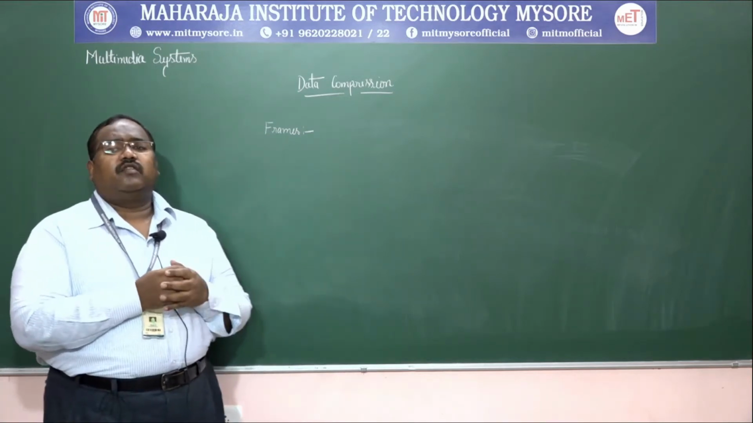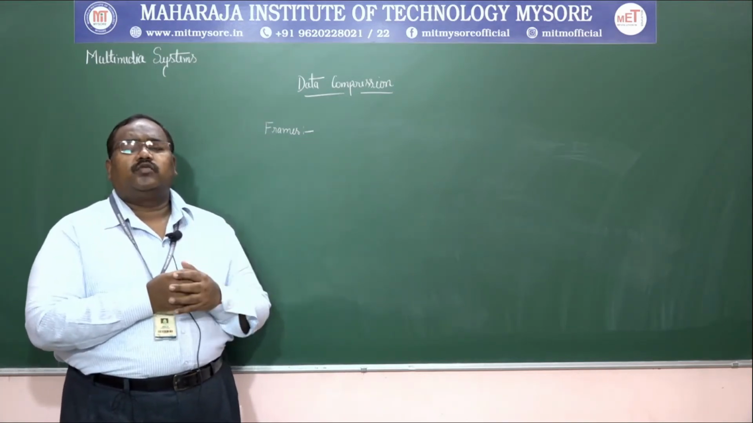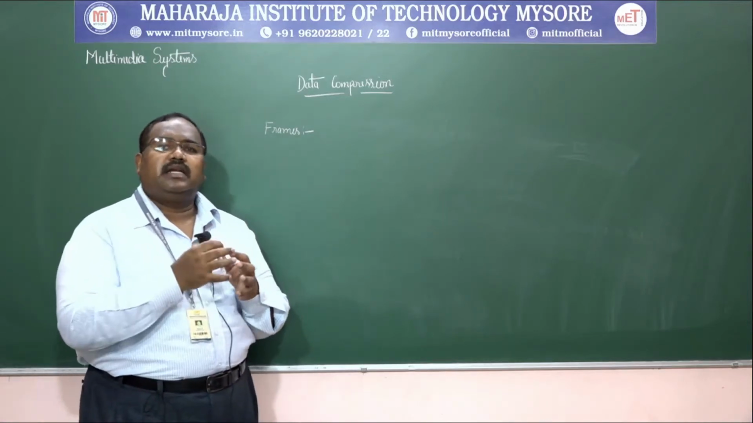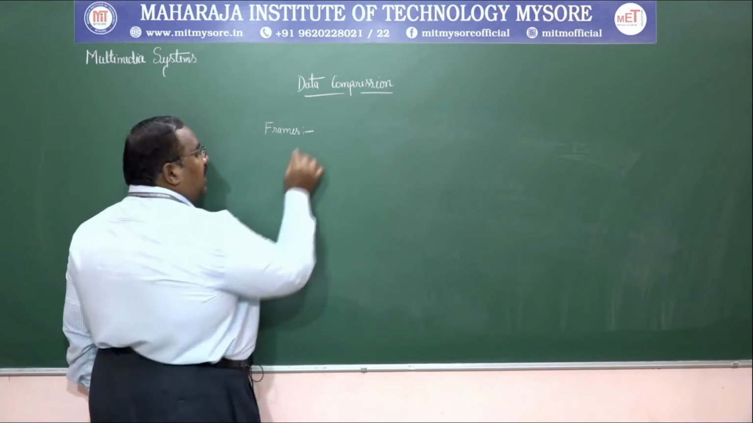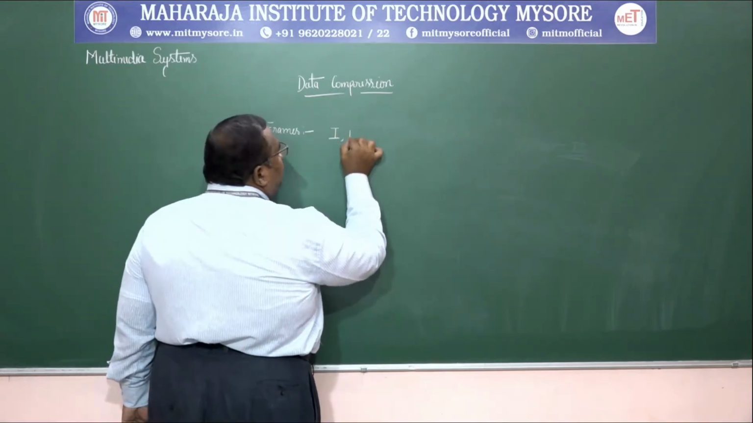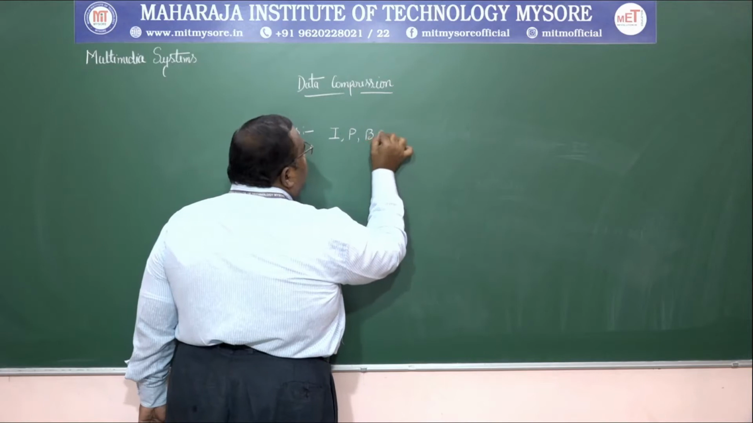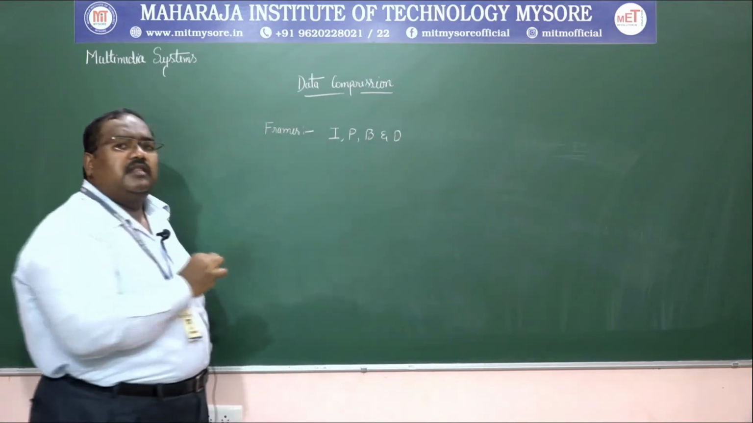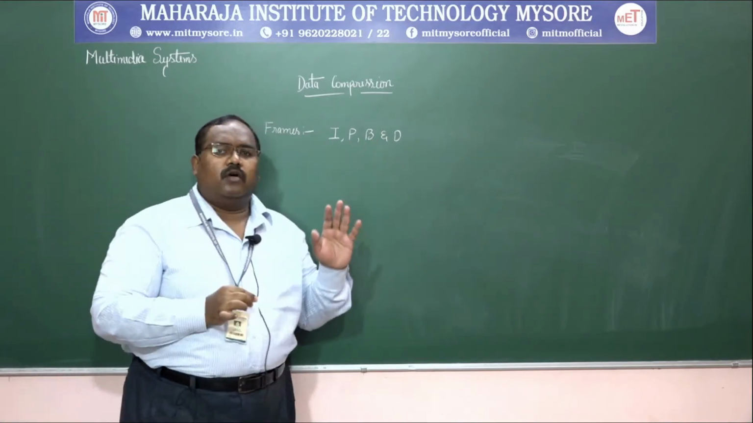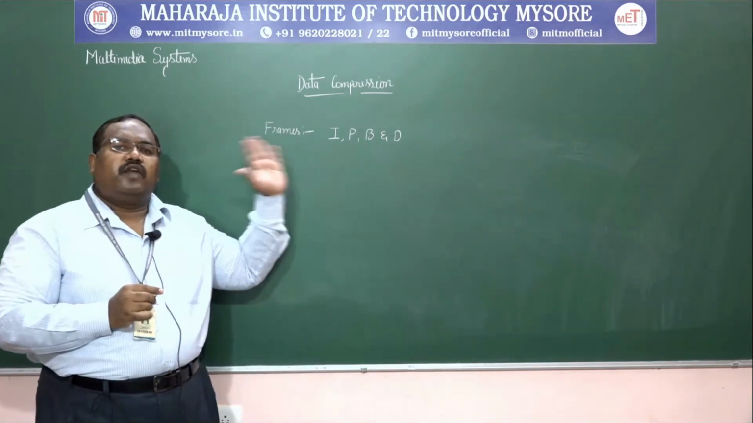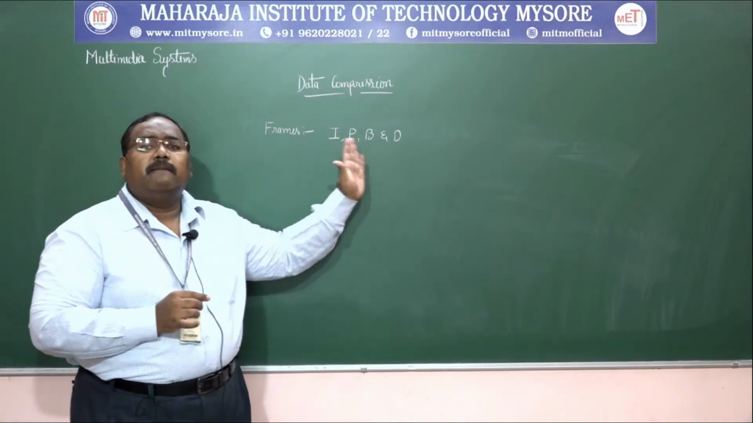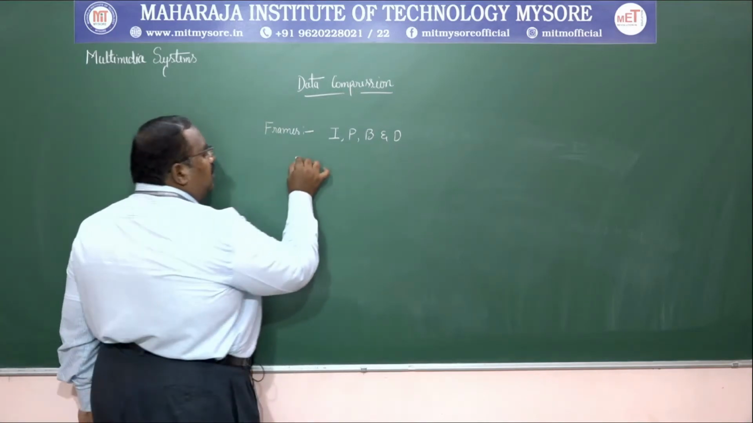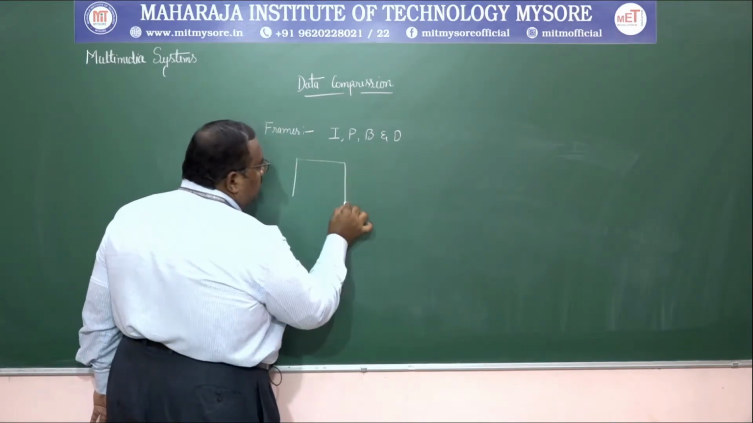So how many types of frames are there? When I talk about frames, we need to look into the four main types of frames: I, P, B, and to some extent D also. There are three main types plus one more, the fourth one, so the I, B, P and D frames. Let us look into that with the help of a diagram.